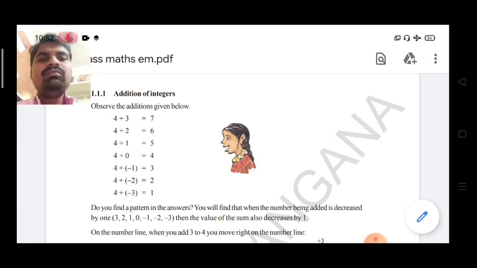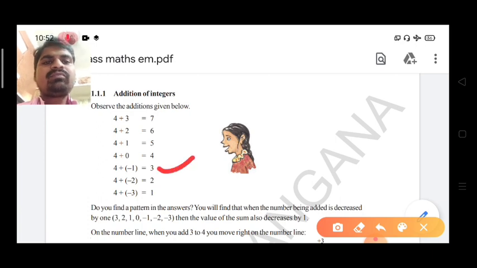Next, you know very well, 4 plus of minus 1. How to read? 4 plus of minus 1. Minus 1, you know minus is nothing but what? Subtraction. So 4 plus of minus 1 means subtract 1. 4 minus 1 is 3. So 4 plus of minus 2 equals to what? 2. 4 plus of minus 3 equals to what? 1. When minus is there, we have to subtract.